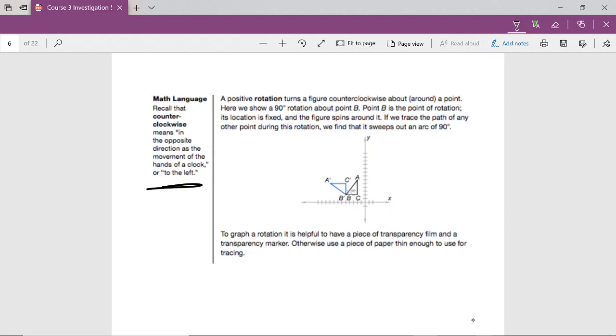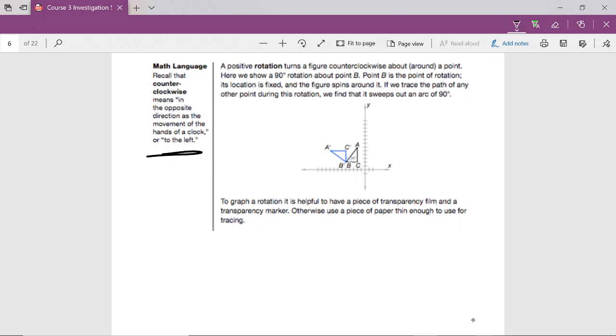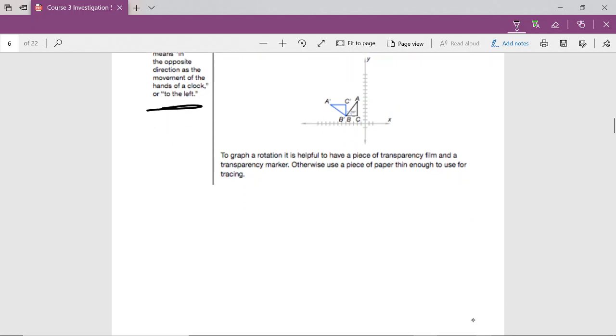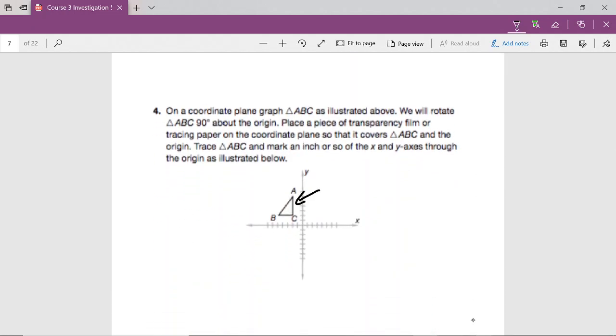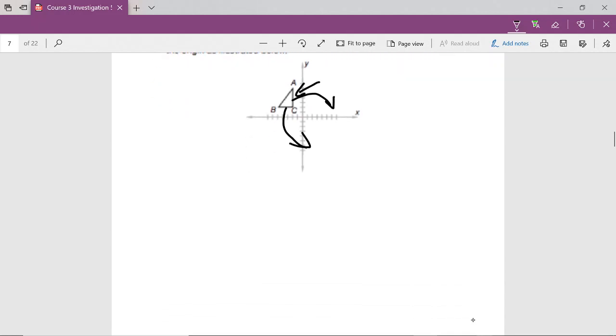If we trace out any other point during this rotation, so let's say from A to A prime, it's a 90-degree rotation. Now I can't really show this very well on here, but if you would like to, I would say stop the video and use a really thin piece of paper or a transparency film or something you can use for tracing. Because what you can do is trace out this figure right here and rotate your paper. You can do it counterclockwise or clockwise and see what happens after a 90-degree rotation.